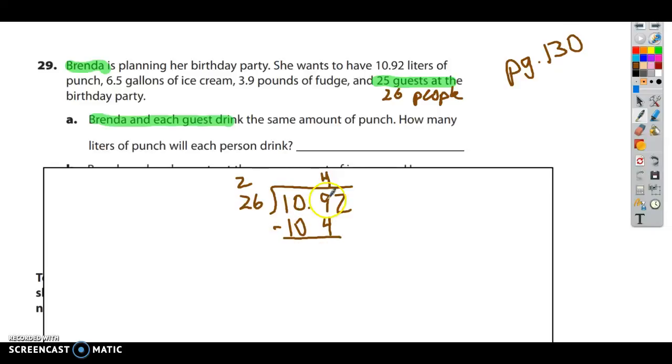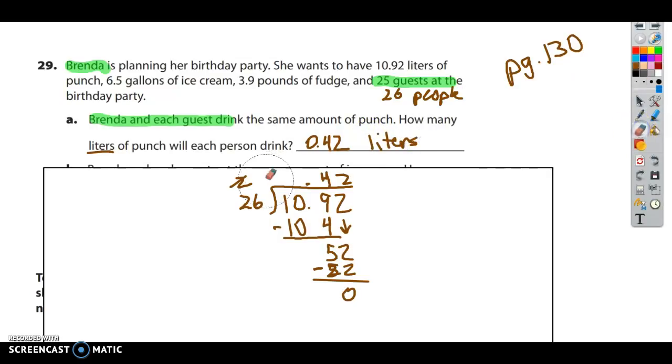So I get 9 minus 4 is 5. I get 52. And 26 goes into 52 twice. 2 times 26 is 52. 52 minus 52 is 0. So I get 42, and the decimal goes straight up. I never had to move any decimals here. So it's 0 and 42 hundredths. And it says how many liters? So we're going to say liters. 0 and 42 hundredths liters.